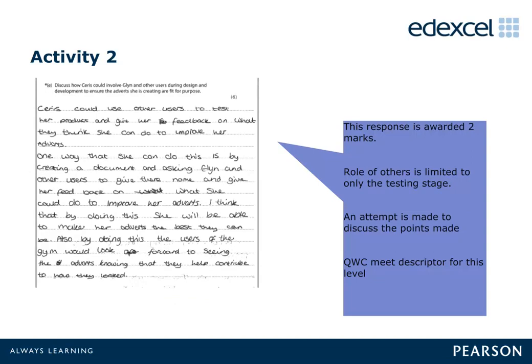This example is awarded 2 marks. The response refers to only one stage of the design and development stage, that is, testing the product when complete. The candidate provides some examples and discussion of the points that they make. The discussion is quite good, but as only one stage is considered, it is restricted to mark band 1. The quality of the response places it at the top of the mark band, 2 marks. The QWC meets the descriptor for this level, so no adjustment needs to be made. A final mark of 2 is awarded.